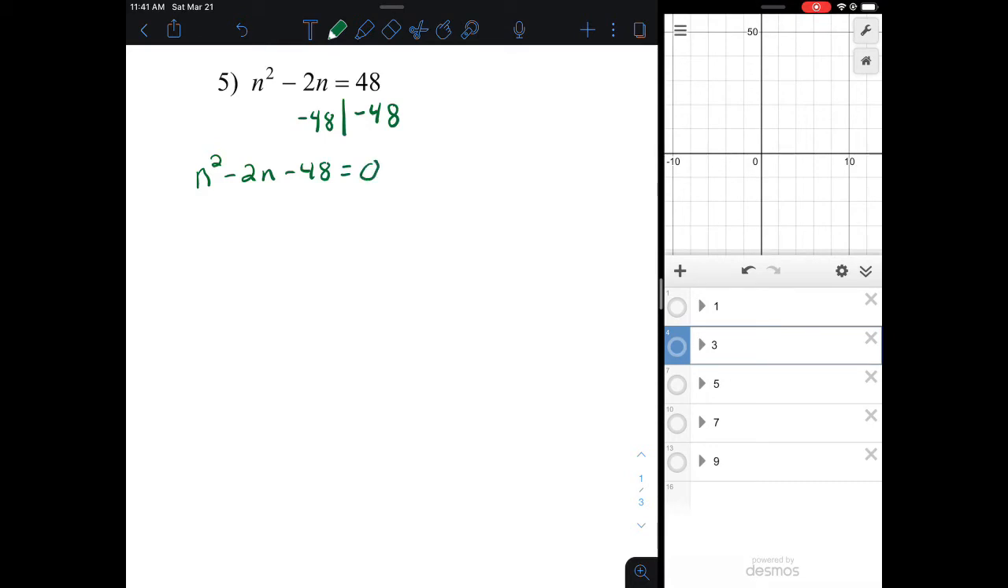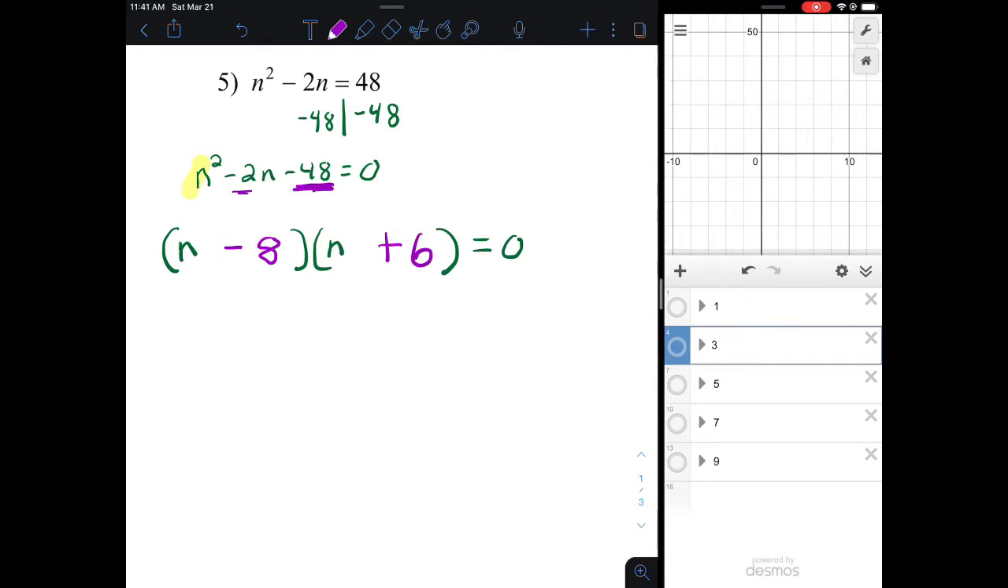Now, we want to try to factor this, so that way we can solve. And so because the leading term has a coefficient of 1 again, I know that I'm going to have n times n at the front of these binomials. And now I'm looking for, well, what times what makes negative 48 that adds together to make negative 2? Well, 8 times 6 is 48. I need them to add together to be negative 2. So that means the 8 has to be negative and the 6 has to be positive. So I have this thing factored.